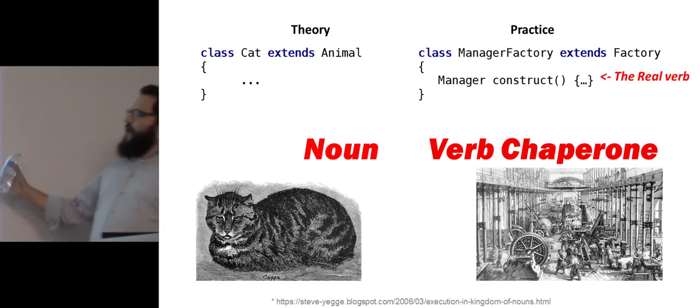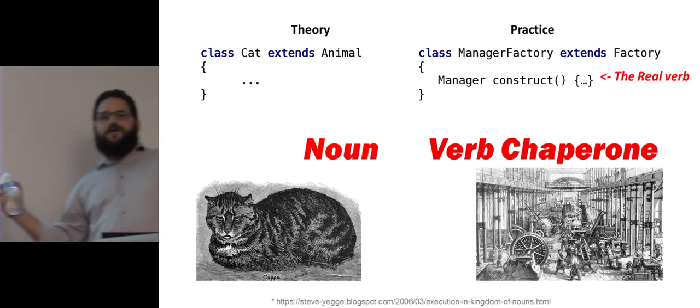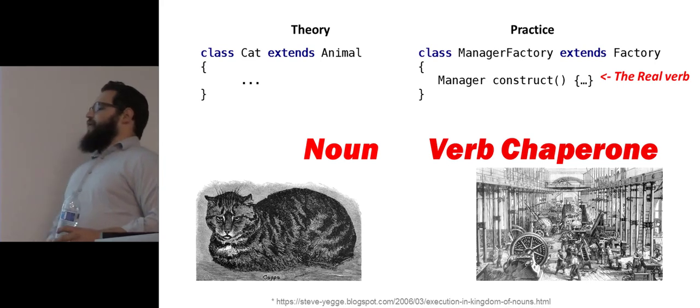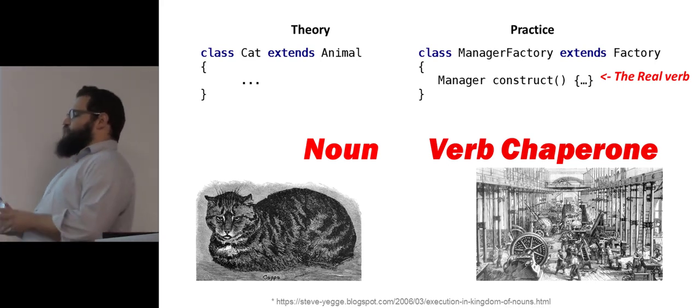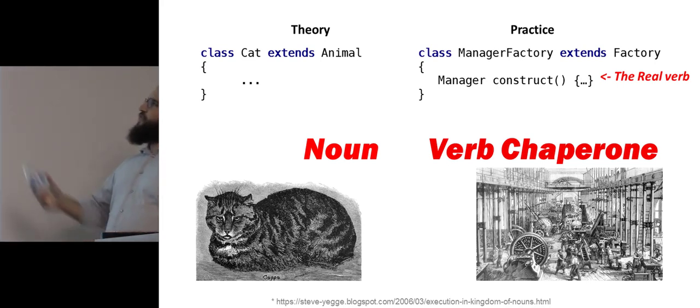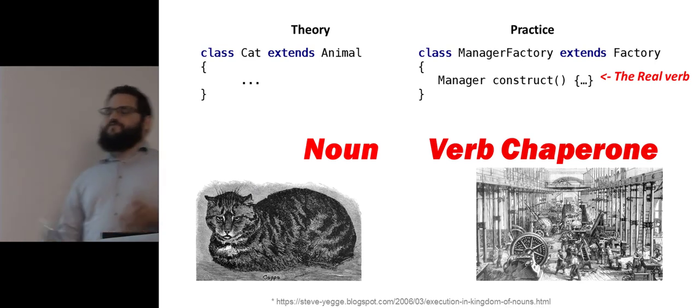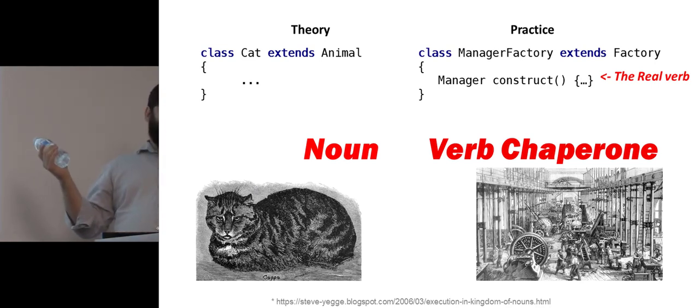This wonderful anti-pattern is what the entire Spring framework is built on. Great little paper there called Execution in a Kingdom of Nouns. Essentially talks about all these verb chaperones for every single major Java framework.